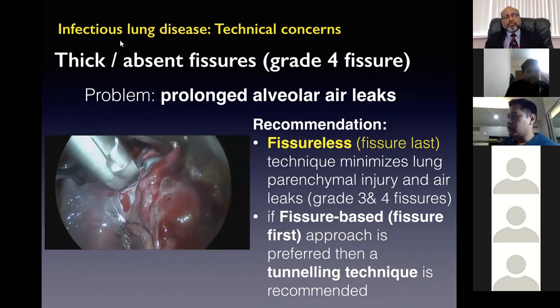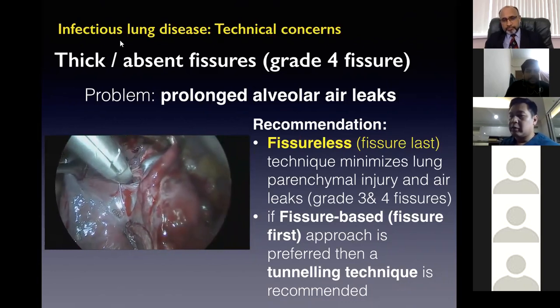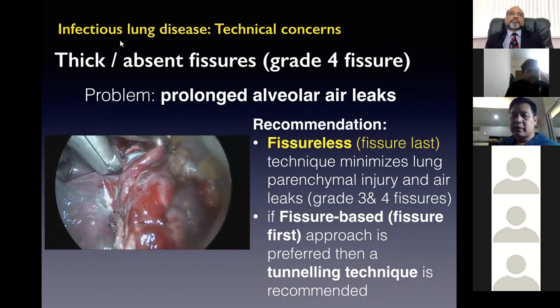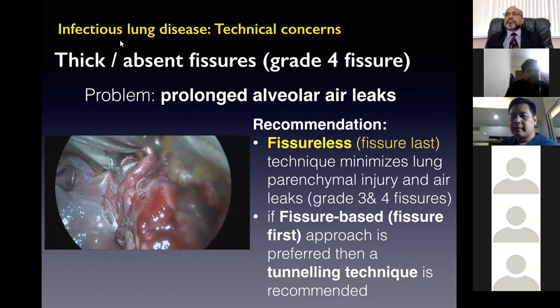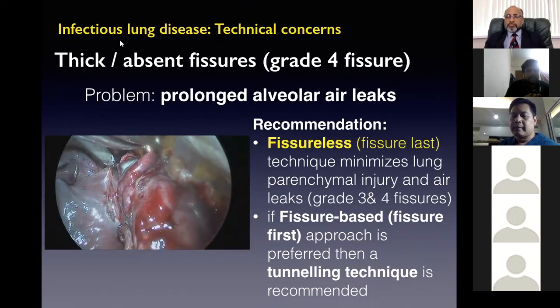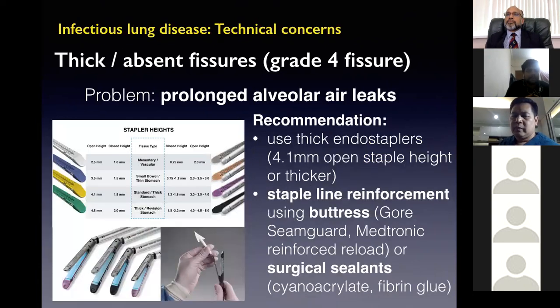Again, use a green or a minimum of green or a black stapler for this, ideally. Okay, so again, use an endostapler for thick fissures with a 4.1 open staple height or thicker. There are different brands of staplers that we've been using. You should use a minimum of a green for very thick fissures. Ideally, use a purple or a black for that.